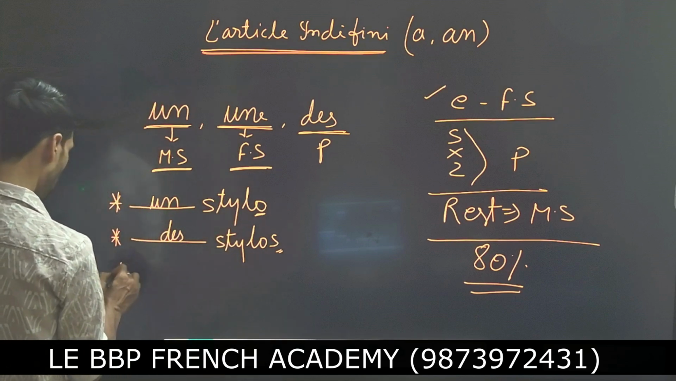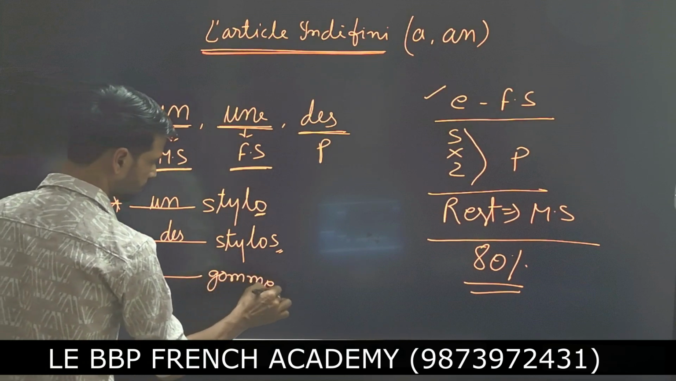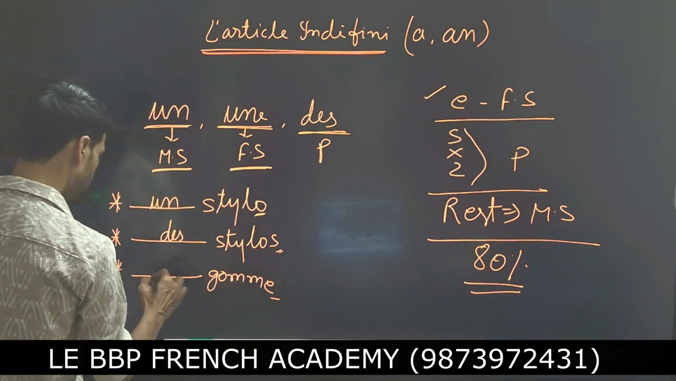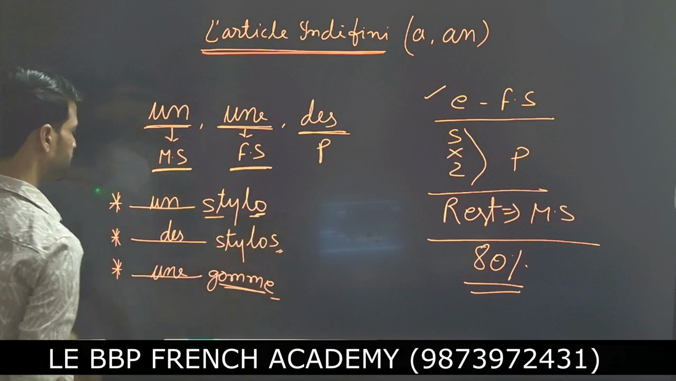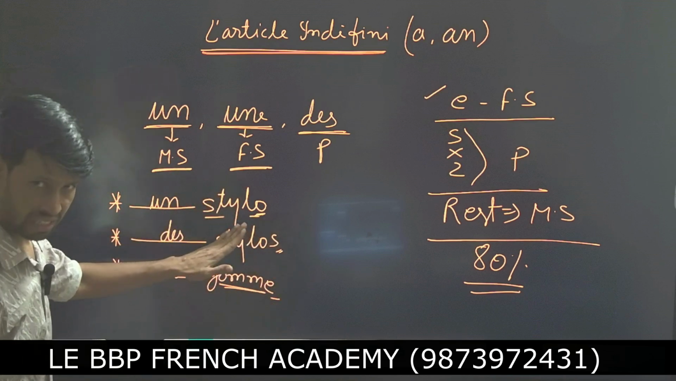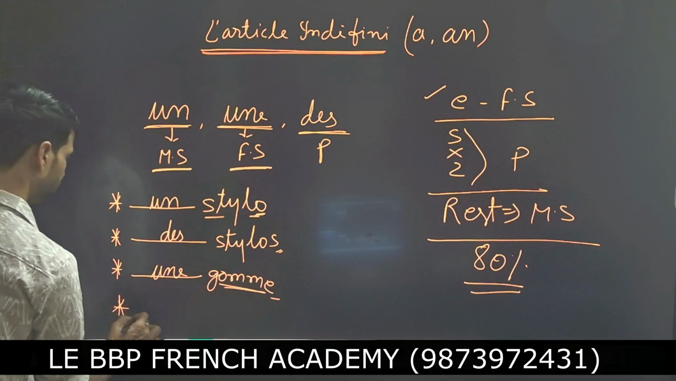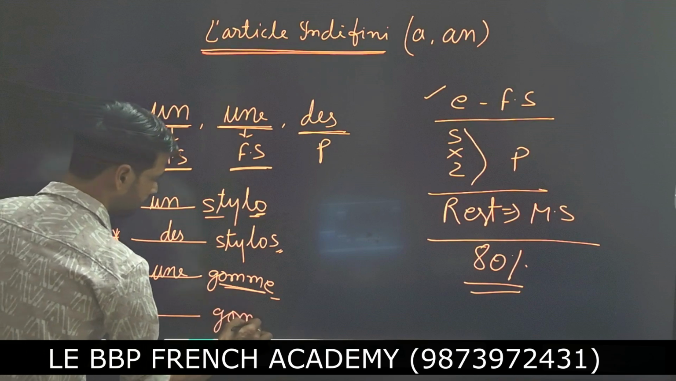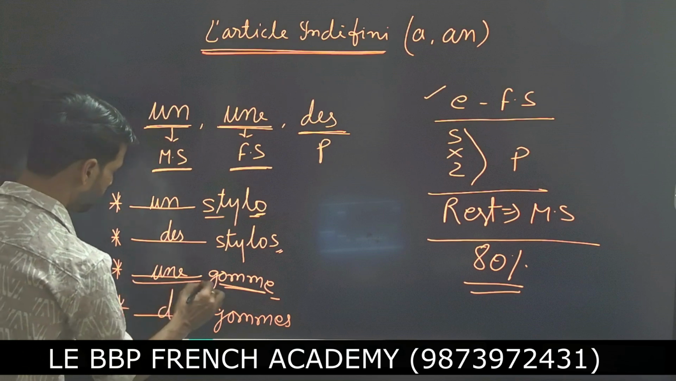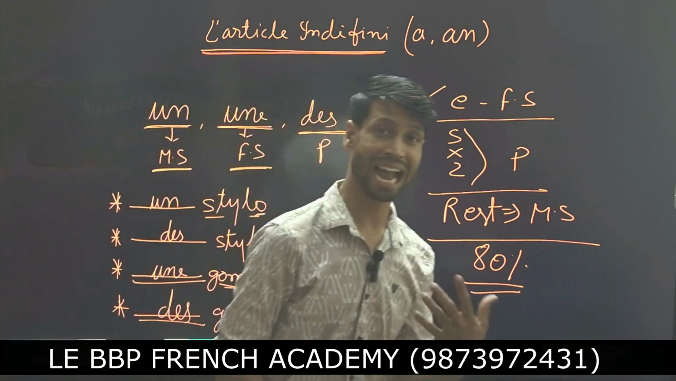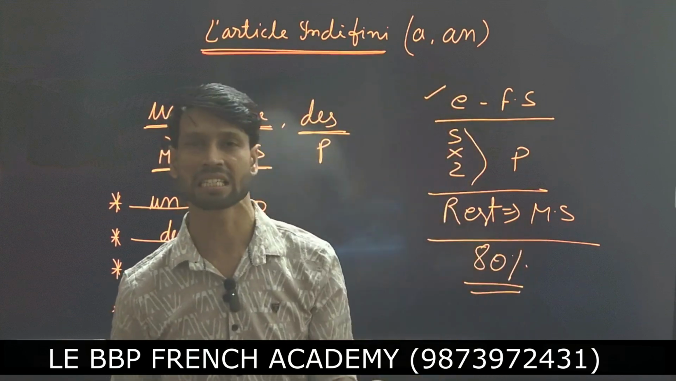Okay, so now gomme. It's feminine, so that's why we use une gomme. Gomme means eraser, stylo means pen. Une gomme is an eraser, and suppose it is plural, then des gommes. The gomme sound has not changed. Okay, only the article sound changes.